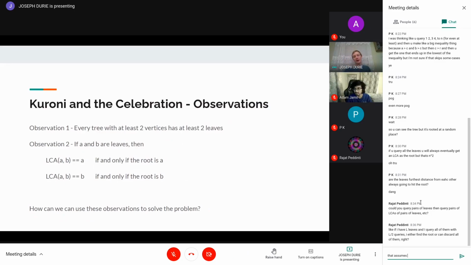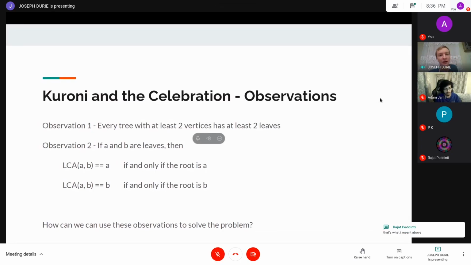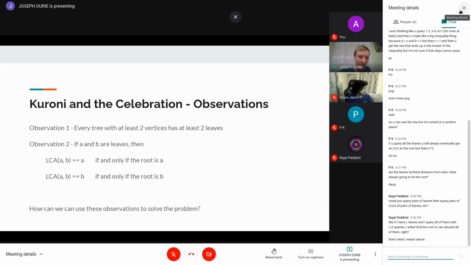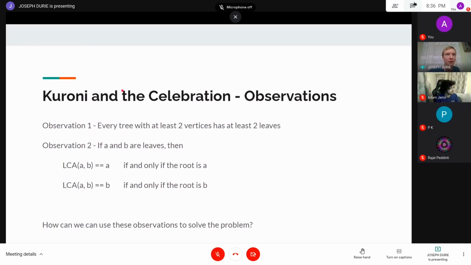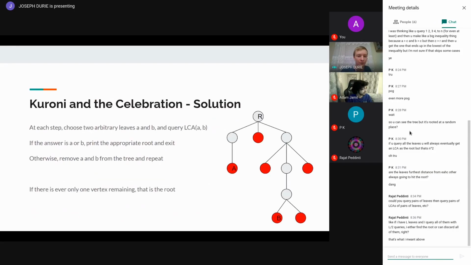Oh, yes, that works. And that's basically the solution, except you can think about it a little bit simpler. Instead of thinking about querying L over 2 pairs, you can think about it one pair at a time. Pick any 2 arbitrary leaves and query their LCA. If the answer is A or B, then we know that the root is A or B, depending on which one it is. Then we can just print the root and exit.